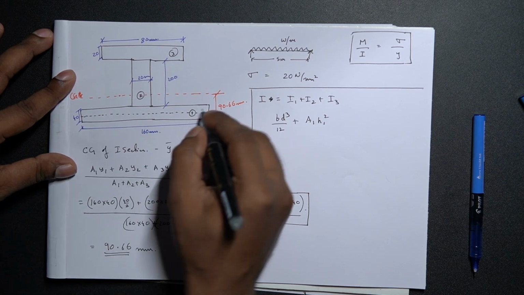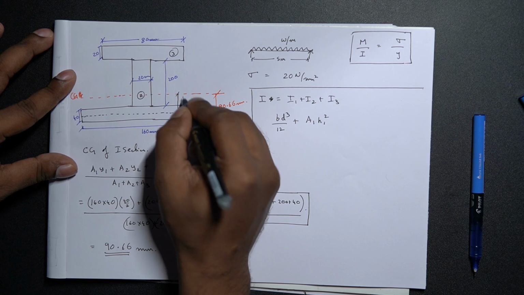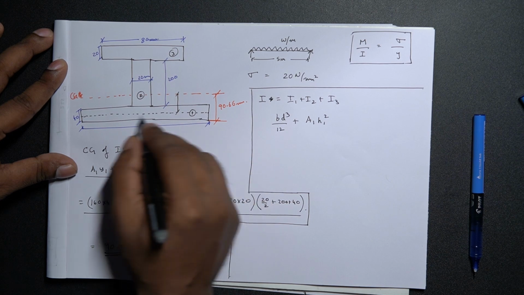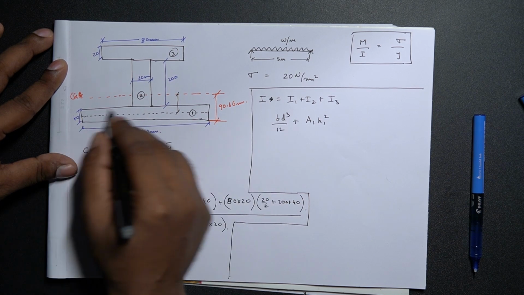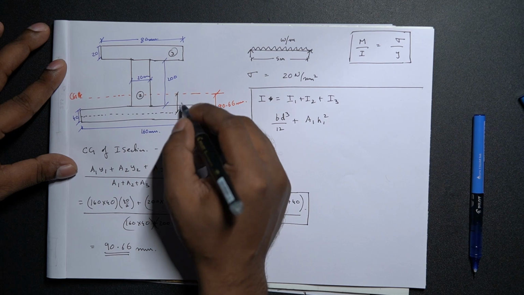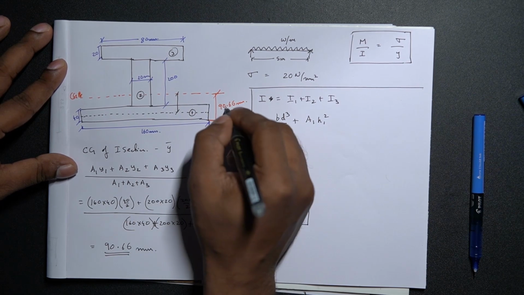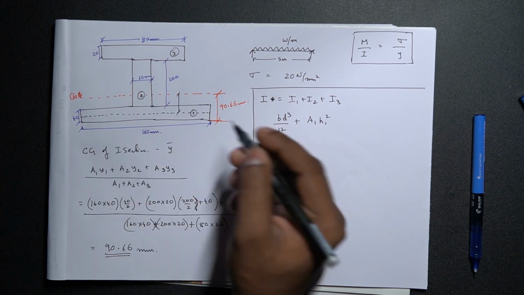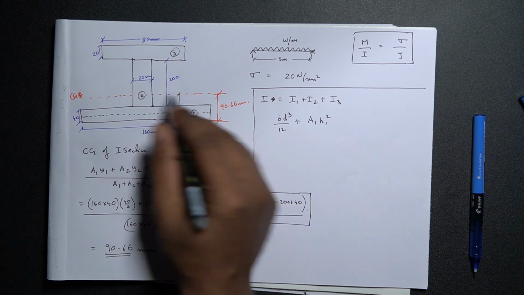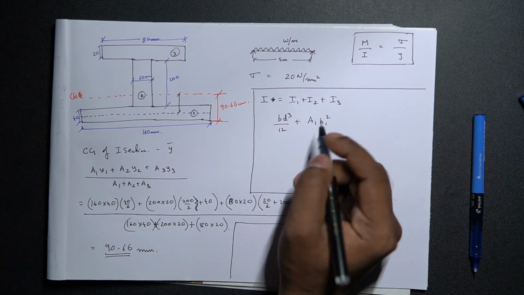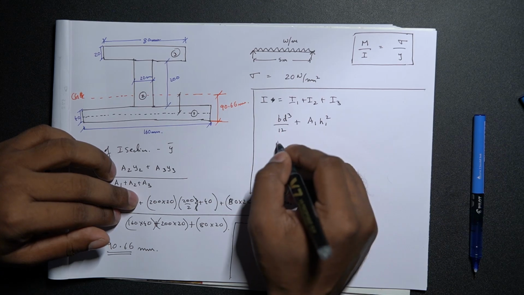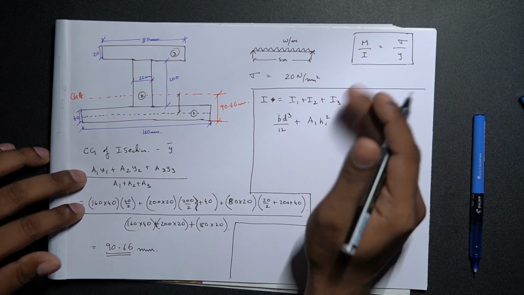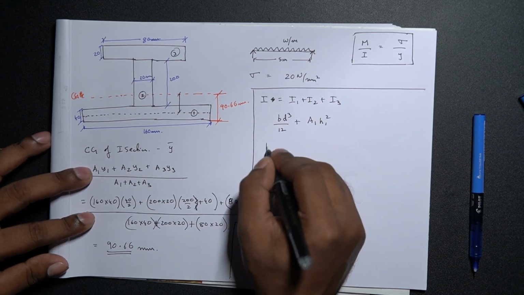Now, we need the distance between the COG of the entire I section, that is in red, and the COG of the individual rectangular section. That is nothing but 90.66 minus 40 by 2, that is 20 over here. So, that would be your H1 with respect to section 1. Similarly, it will be BD cube by 12 plus A2 H2 squared and A3 H3 squared for the respective sections. So let's put this into calculations.